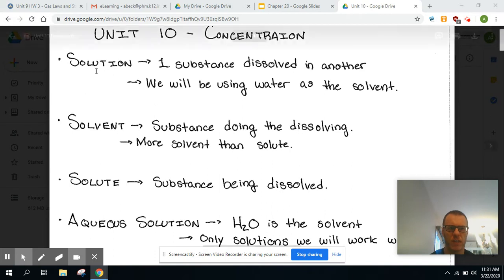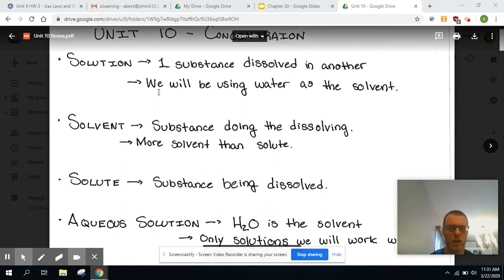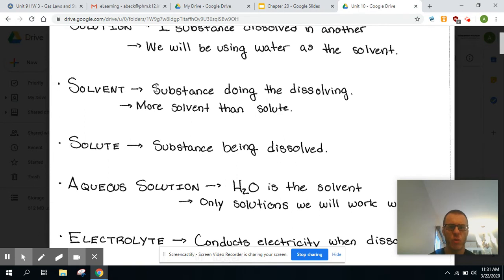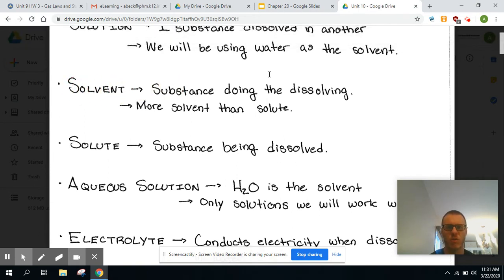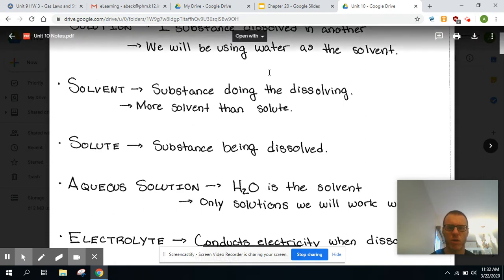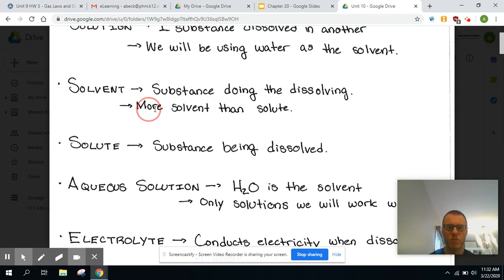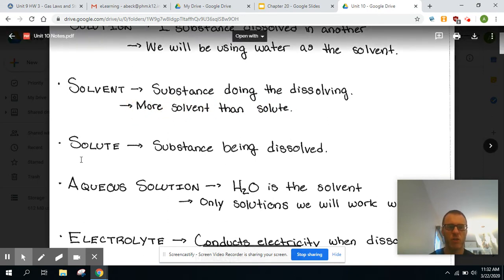Just the first page notes, we're going to go through some vocabulary. It's nothing too crazy. I know you guys can read pretty well, so you can go through and see what a solution is. We have one substance dissolved in another. The thing that is doing the dissolving, we call the solvent, and in our case, the only solvent we're really going to be working with is water. So more solvent than solute, that's how we determine which one's which. And then the solute is the thing that is being dissolved.